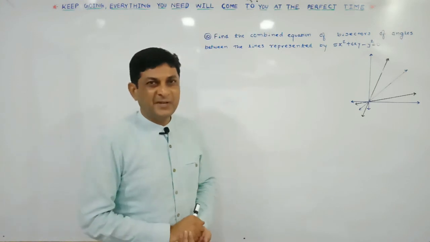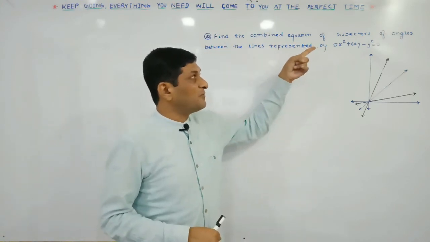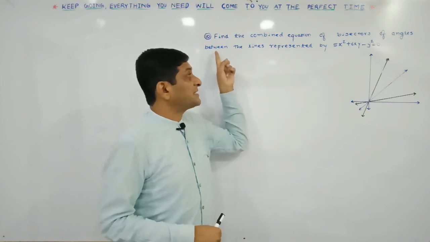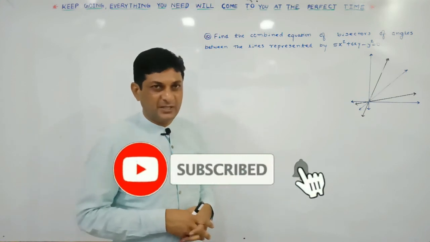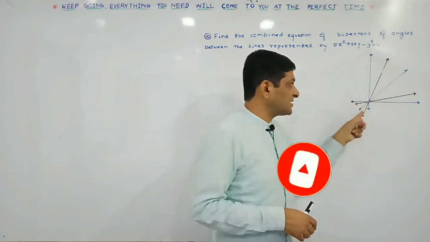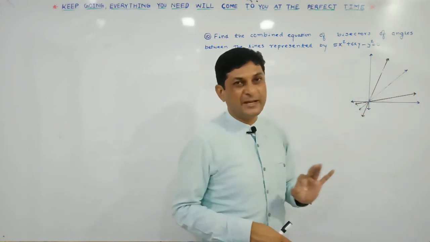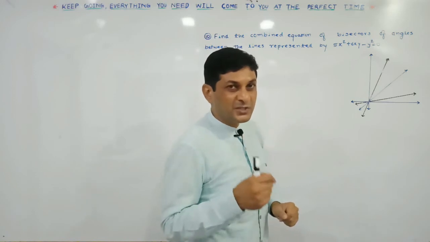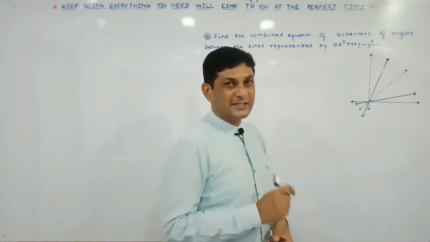Now see example number 10. In example number 10, we are finding the combined equation of bisectors of the angle between the lines represented by this homogeneous equation. So we know that this homogeneous equation represents what? Two lines. Let us suppose that these are two lines which pass through the origin and are represented by this homogeneous equation. The question is to find the joint equation or combined equation of the bisectors of the angle.